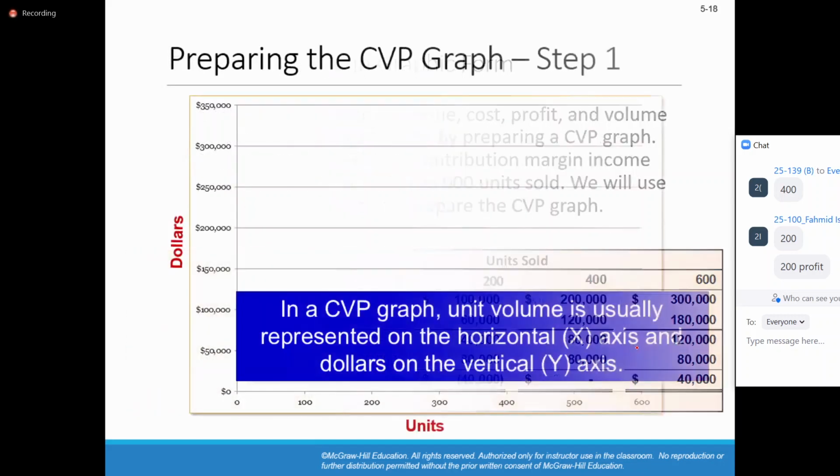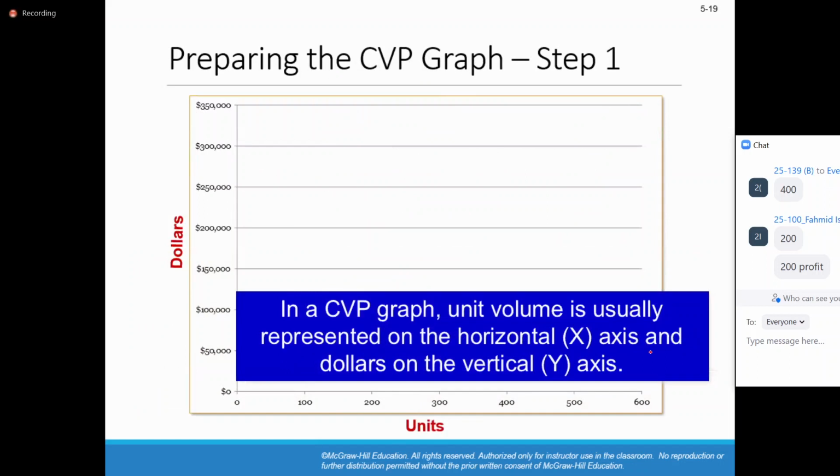And now, how can we start plotting a CVP graph? So in the vertical axis, we are expressing the dollars. Here dollars we are expressing, and in the horizontal axis we are expressing the number of units. Okay, so it is to be followed always.